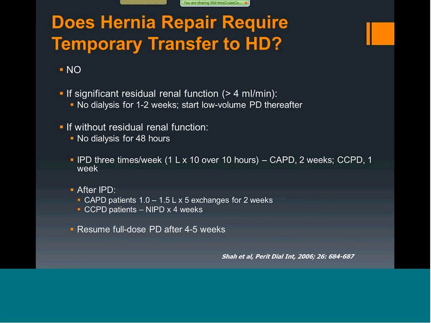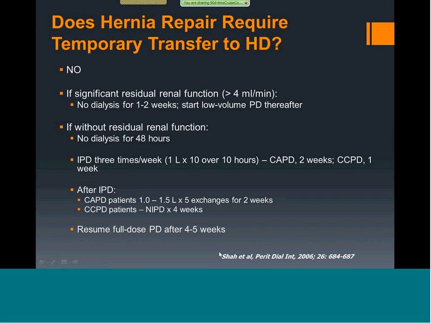Just a quick word on hernia repair in PD patients, because I think there's a misconception that patients that need a repair of a hernia need to be transferred to hemodialysis for the hernia repair to heal, and the short answer to that is that it is not necessary. If the patient has significant residual renal function, you can just skip dialysis for 1 to 2 weeks and start low-volume PD thereafter.